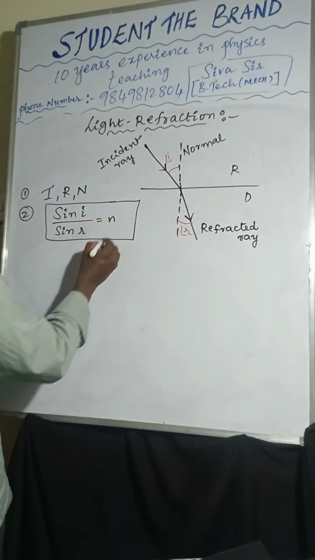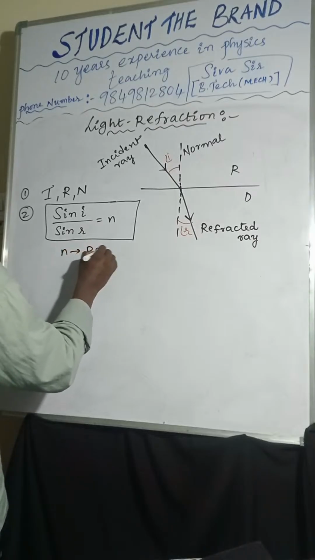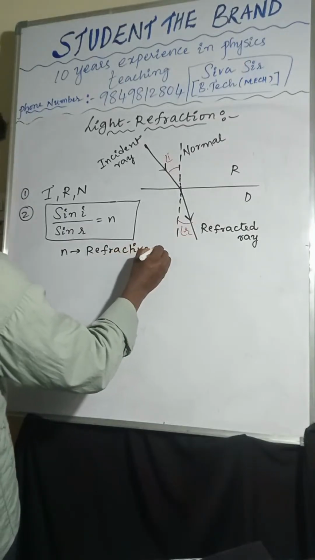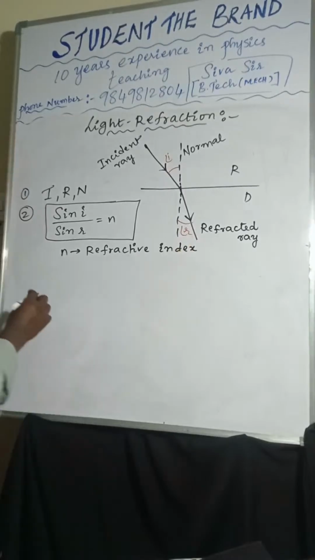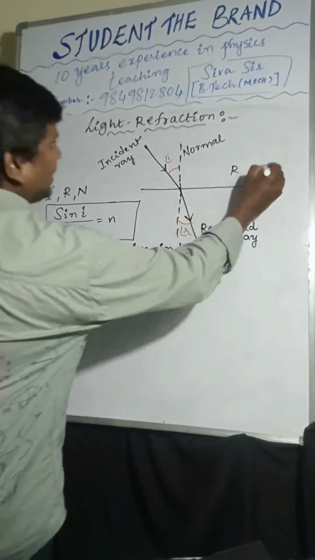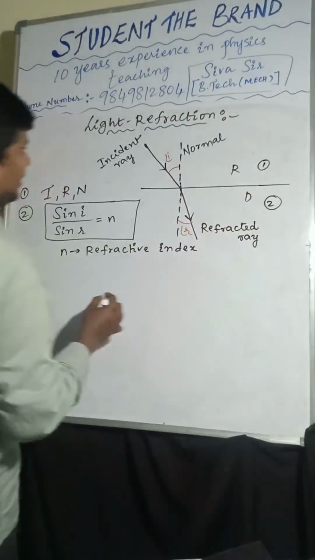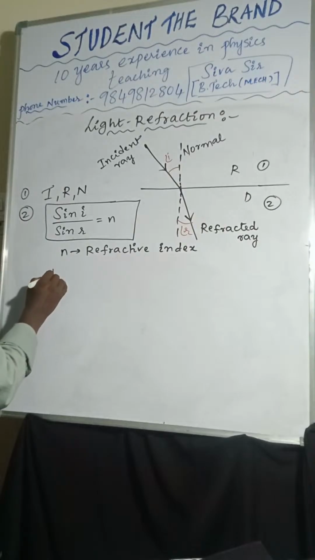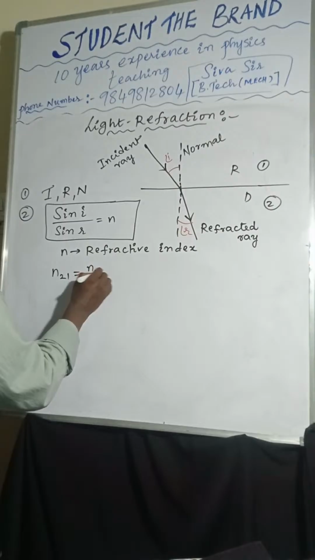This constant is also called the refractive index. N is the refractive index. So I am taking this as medium 1 and medium 2. If the light ray is passing from medium 1 to medium 2, the refractive index of medium 2 with respect to medium 1 is N2 by N1.